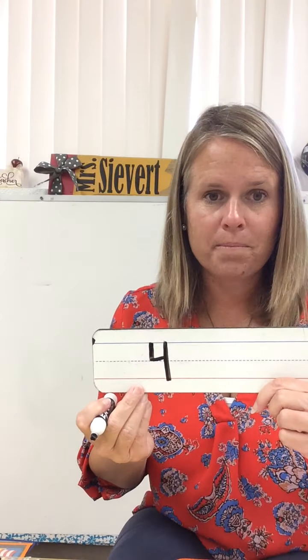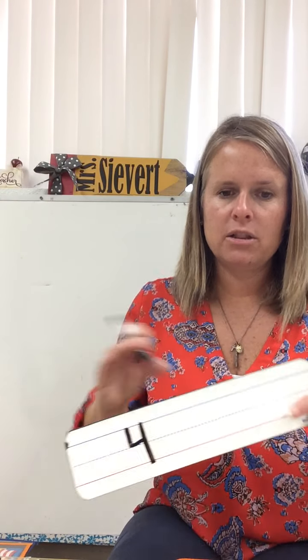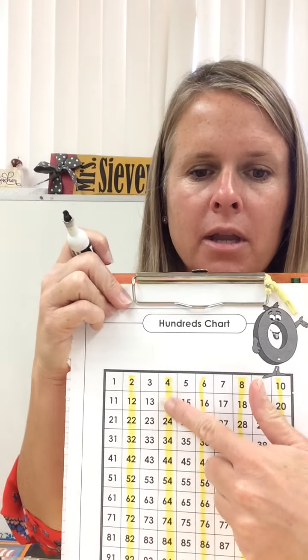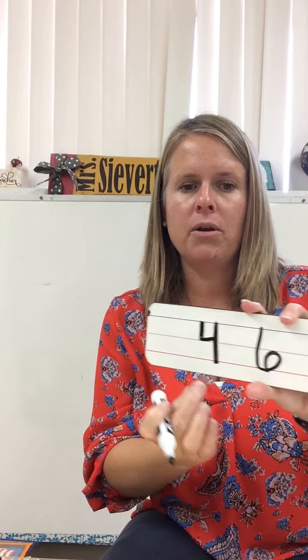So my number's 4. But I want to know what number comes next, counting by 2s. So if I looked on my chart, here's my 4, and I jump 1, I am 6. So then what you would write on your board, so you have your 4, I would leave a space and 6. So if I was counting, it'd be 4, then 6, okay?